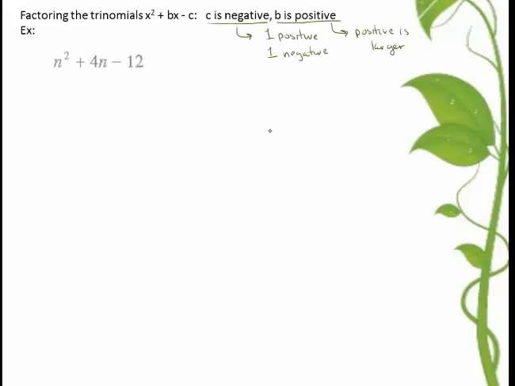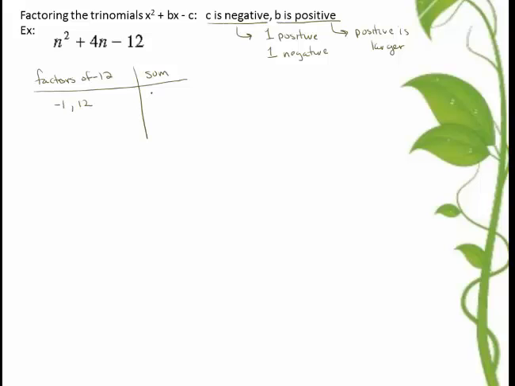So here's an example. I have n squared plus 4n minus 12. So I'm looking for factors of negative 12, and their sum. Okay, and I want the sum to be positive 4. So if I say negative 1 and positive 12, that gives me a positive 11. Or if I reversed that, that would give me a negative 11.